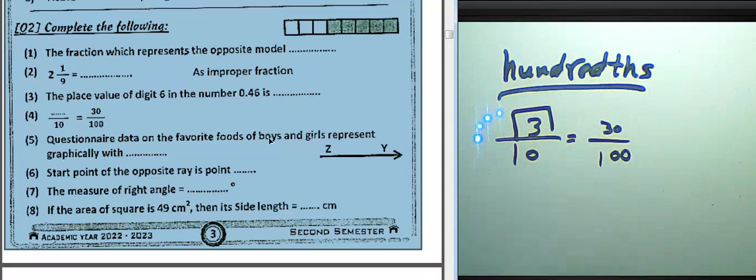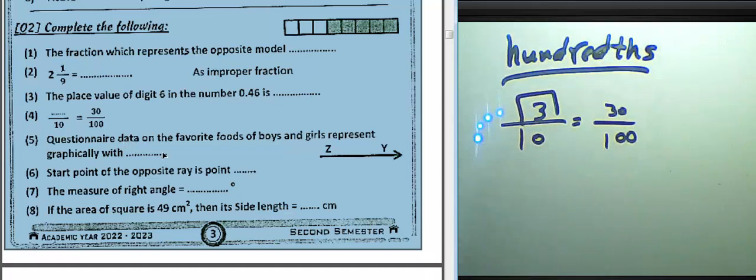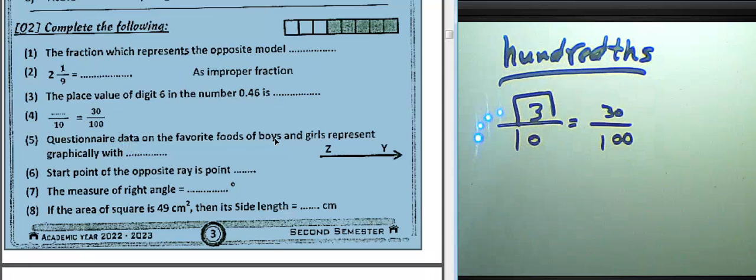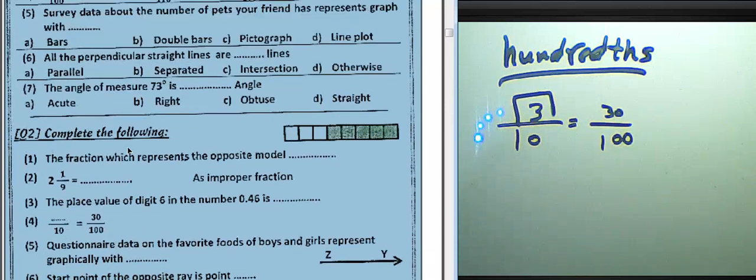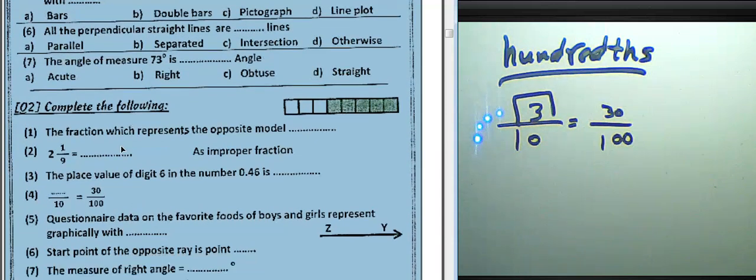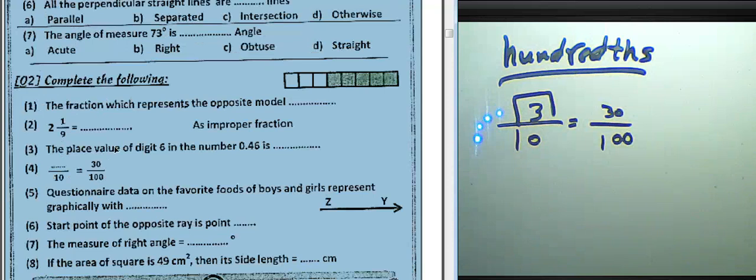Question 5. Questionnaire data on the favorite foods of boys and girls, represent graphically with space. We can draw by double bars. We call it double bars, comparing between two sets of information in the data.